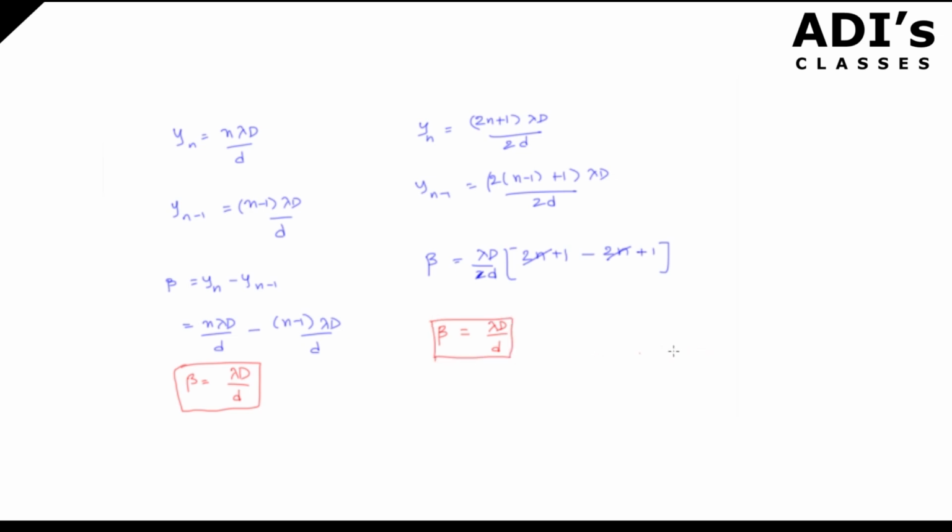Again, we have to find beta. Beta is the subtraction of these two, correct? If you take lambda D by 2d common, you get (2n plus 1) minus (2n minus 2 plus 1). Minus 2 plus 1 is minus 1, so with the outer minus, it becomes plus 1, because minus of minus becomes plus. The 2n cancels. 1 plus 1 is 2, and this 2 gets cancelled, correct? So what did you get? You get the same thing: beta is equal to lambda D by d.